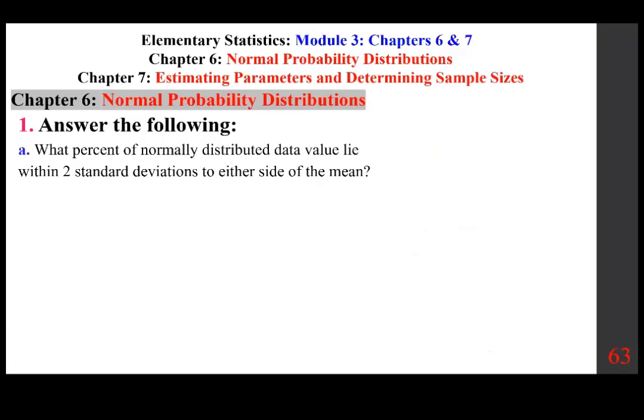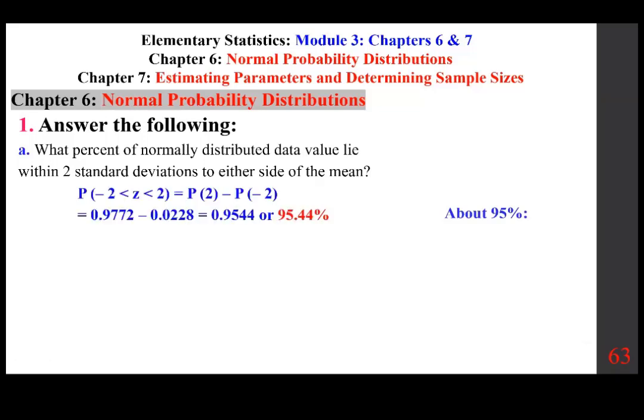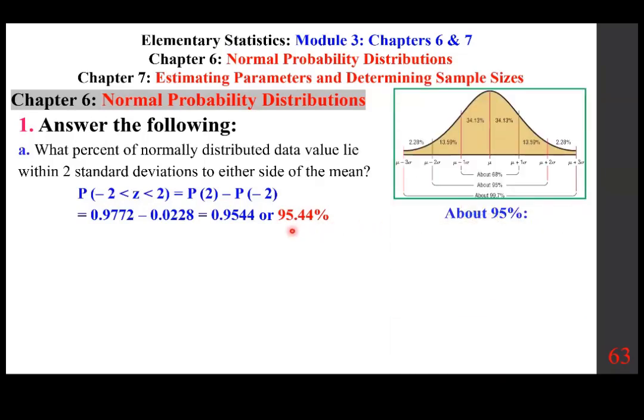What percent of normally distributed data values lie within 2 standard deviations to either side of the mean? I hope everybody remembers that from the empirical rule it was about 95%. So how did they come up with that? That's the idea behind that. If we look at the concept, within 2 standard deviations means probability of z between -2 and 2, and they come up with a rough estimate of 95%, precisely it is 95.44%.